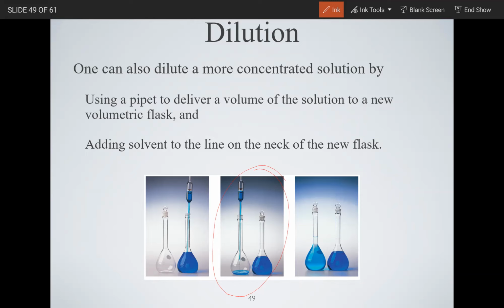And then with the picture on the right, what we're seeing is that after we add the water, we bring that second solution up to the mark on the flask. What we're seeing is now a lighter color, because this is going to be a lower concentration. It's going to be more dilute.